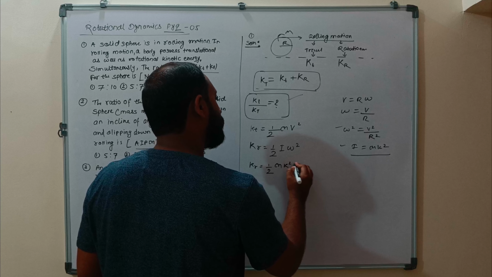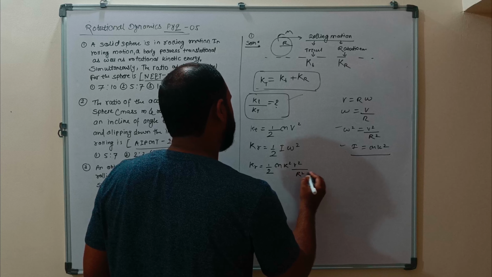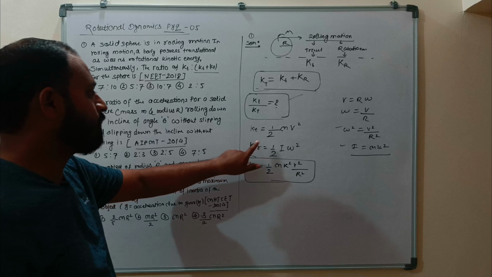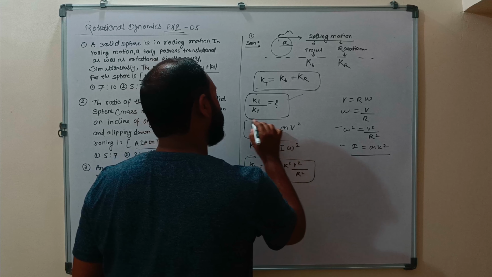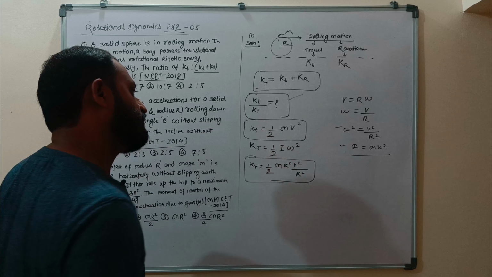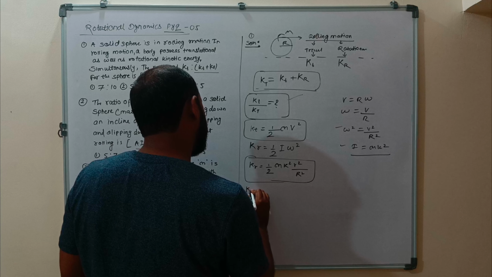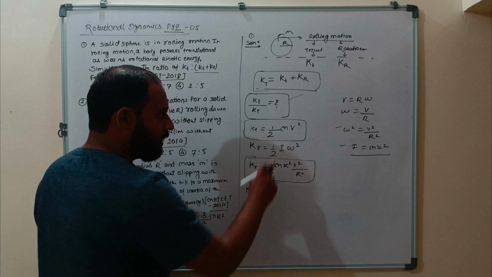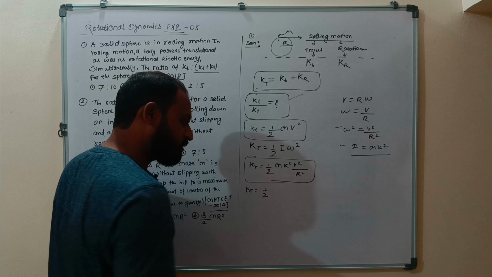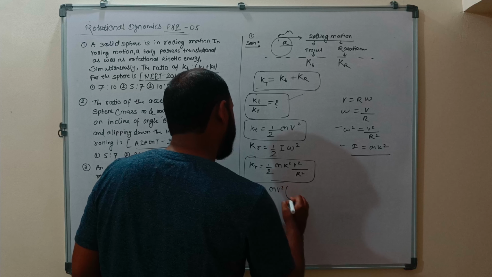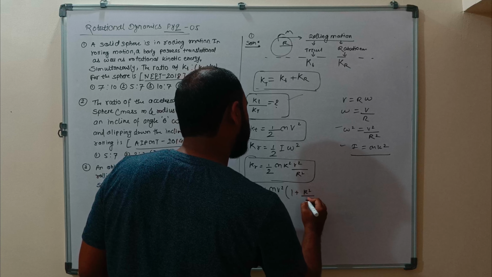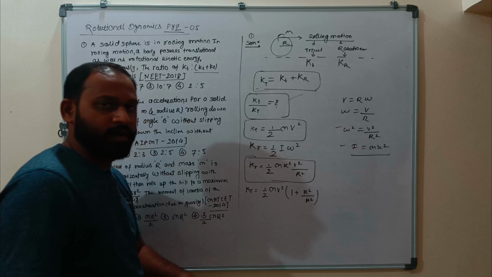With I equal to mk square and omega square equal to v square by r square, this is your rotational kinetic energy, and this is your translational kinetic energy. Clear? Again, we want the total kinetic energy, so add the two. Now you can see that half mv square is common in both translational and rotational. Therefore, take half mv square common. What remains here? 1, and here k square by r square. This is your total kinetic energy.